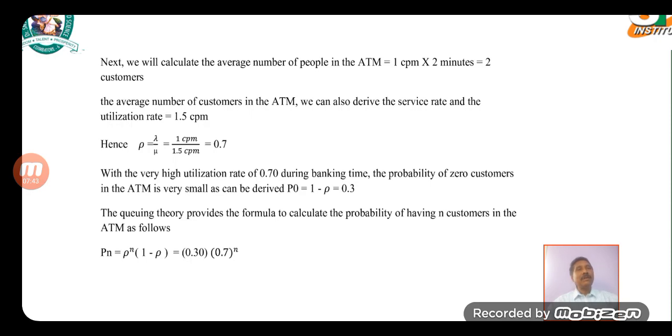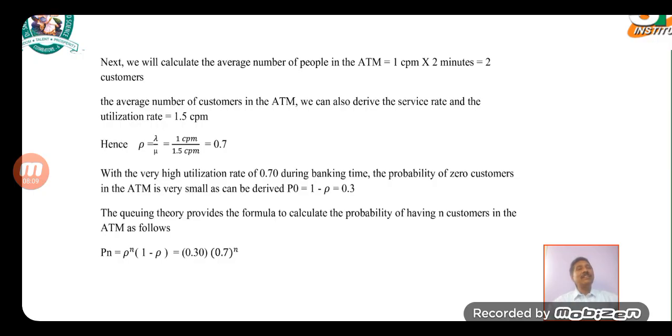We can derive the service rate, and the utilization factor. The service rate is 1.5 customers per minute. That means the utilization factor is lambda by mu. We already calculated lambda, the number of customers, as 1 customer per minute. Therefore, 1 divided by mu, which is 1.5 customers per minute, gives 1 divided by 1.5, which is approximately 0.7.